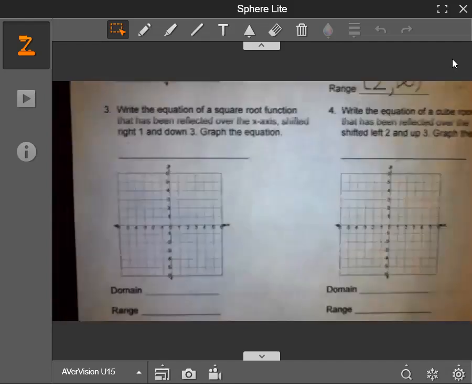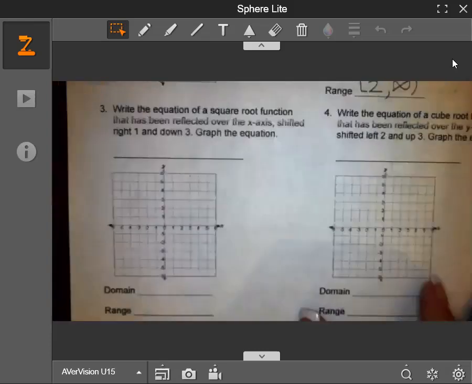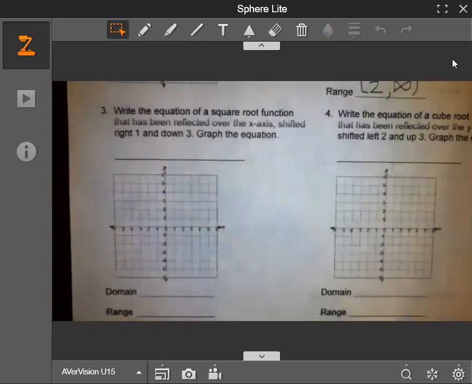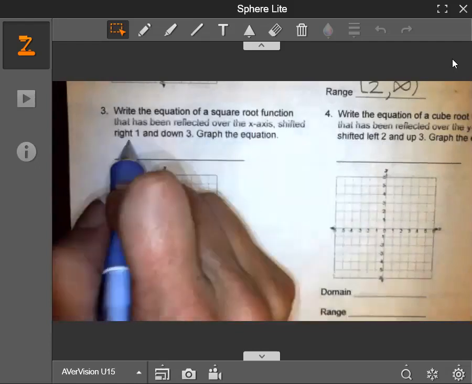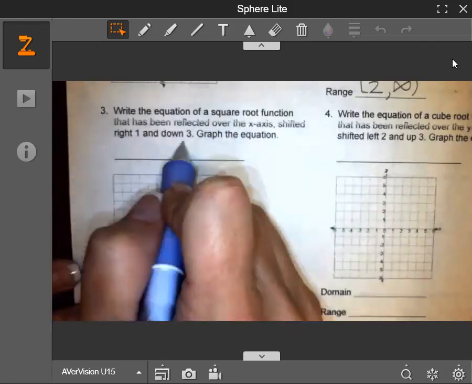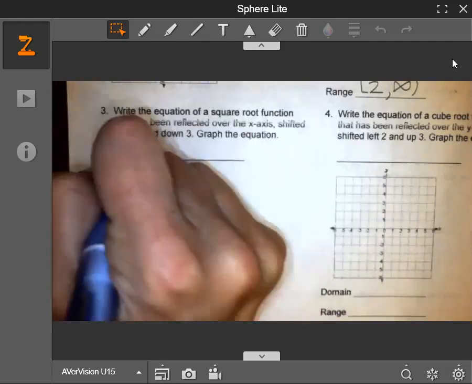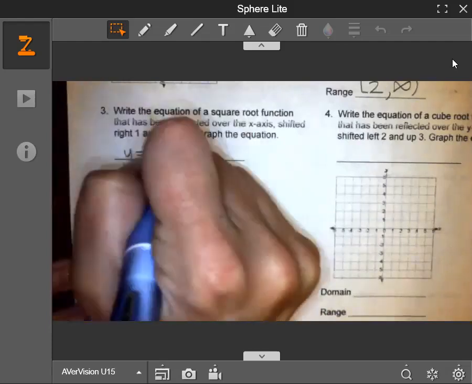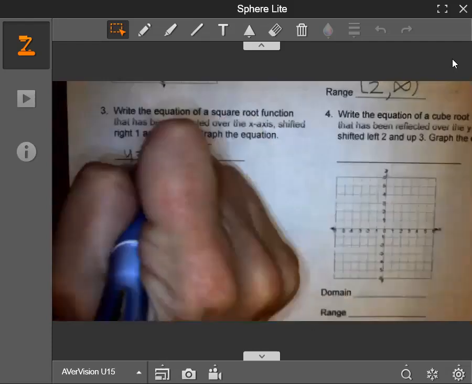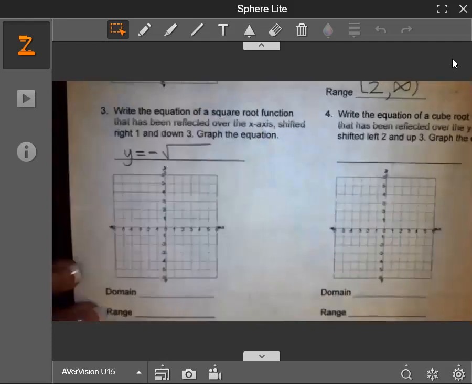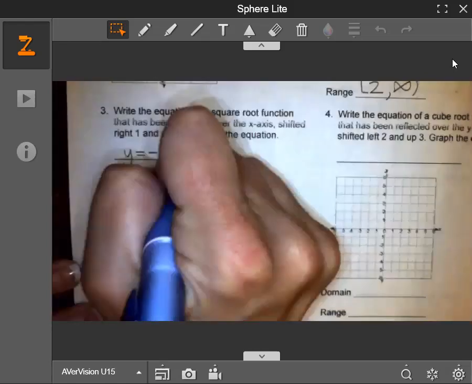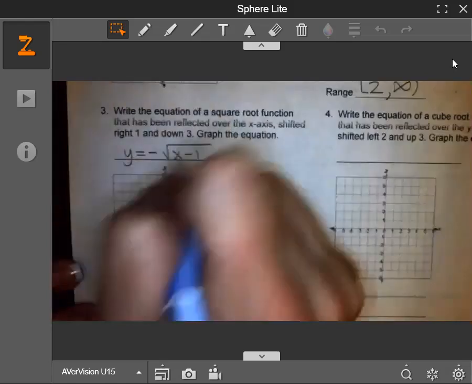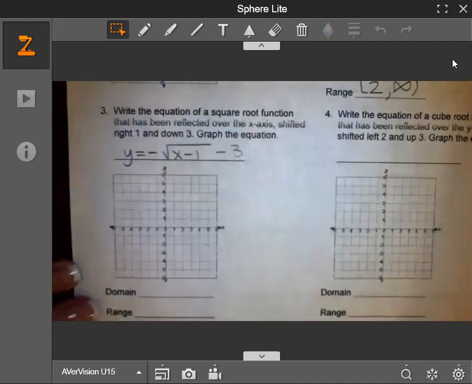We're going to write the equation for this one and then graph it. It says, write the equation of a square root function that has been reflected over the x-axis, shifted right 1 and down 3. So this is a square root one, so that's the operation I'm going to do. To get it to reflect across the x-axis, I need a negative in the front. To move it to the right 1, I'm going to have that minus 1, and then to move it down 3, I'm going to have the minus 3 at the end.